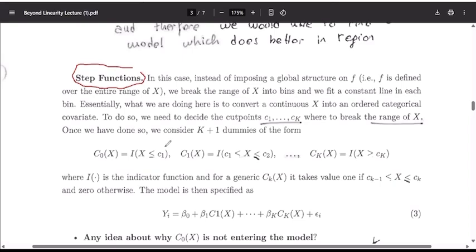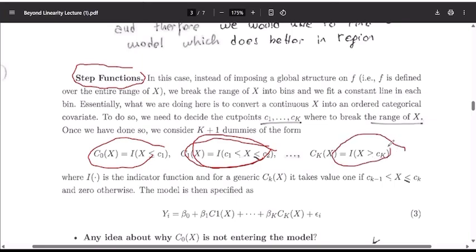And that's what you're seeing here. You're breaking them. I'm talking about age. Maybe I should consider age less than 33, put them in one category, between 33 and 65 in another category, and more than 65 in another category. And after doing that, I'm going to apply a constant function for each of these, the constant.